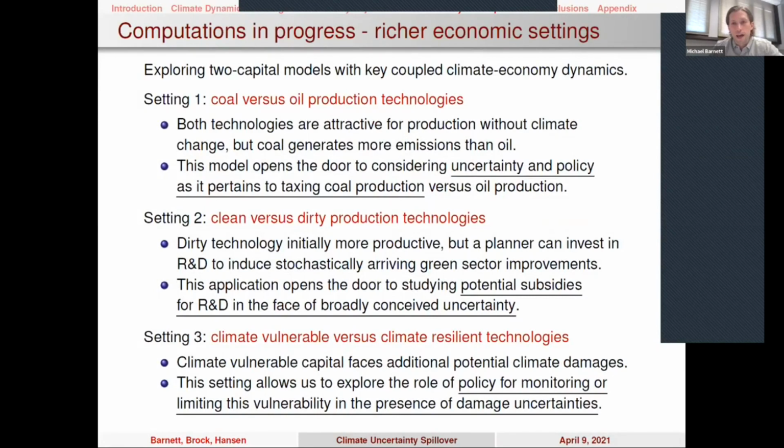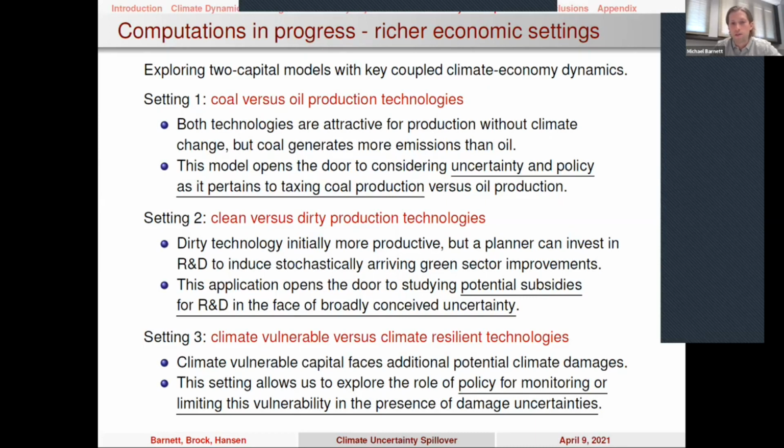So in the last 30 seconds I have, I just want to highlight again this point that we are working and have computations in progress on some richer economic settings. Our setting is focused on this sort of nice pedagogical setting, but our framework is very nicely set up to explore additional policy settings, more complex economic settings, and in particular, we're looking at two capital models with some key coupled dynamics. One of them is a coal versus oil production technology where we have two fossil fuels that are both attractive for production, but one of them produces more emissions, which allows us to then open the hood to thinking about uncertainty in policy pertaining to differential energy inputs and how to deal with those.